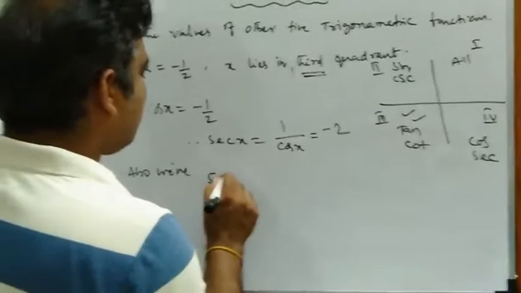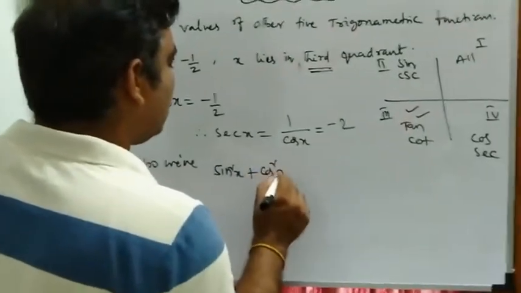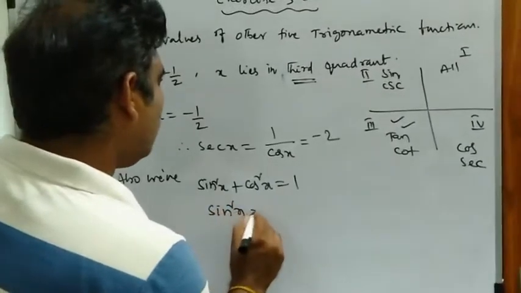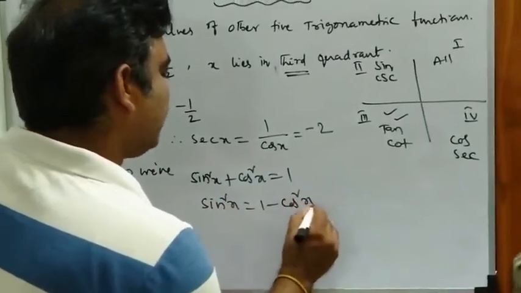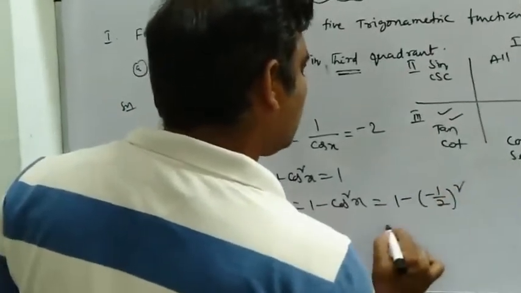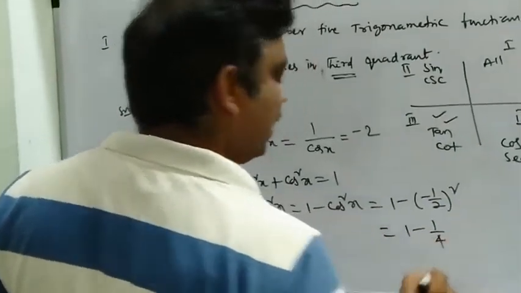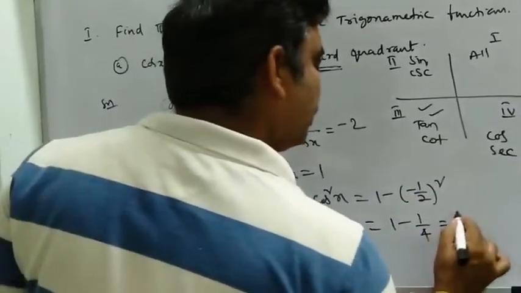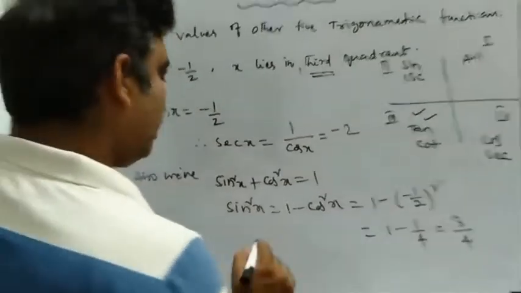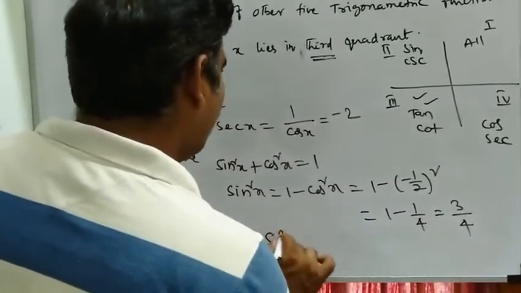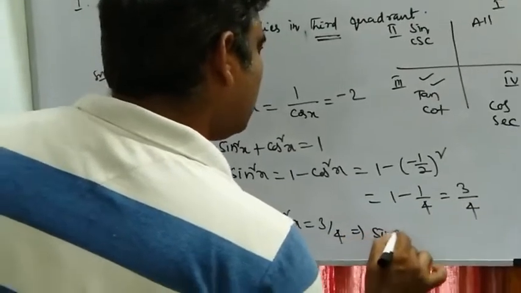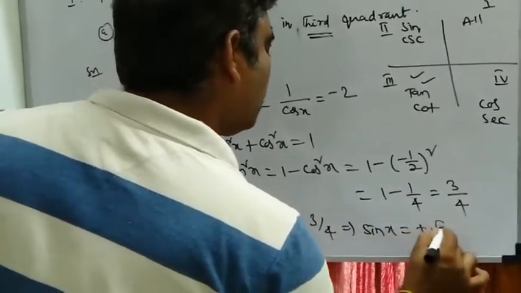Next, also we have sin square x plus cos square x is equal to 1, or sin square x is equal to 1 minus cos square x. It is 1 minus minus 1 by 2 whole square. It is 1 minus 1 by 4. It is 4 minus 1 by 4, that is 3 by 4. So sin square x is 3 by 4 means sin x is equal to plus or minus root 3 by 2.